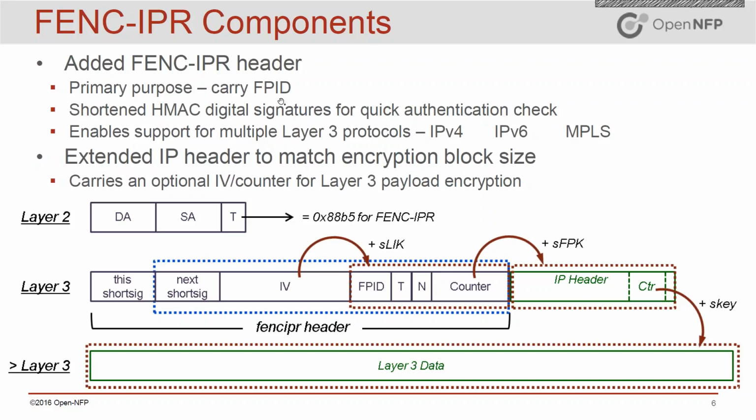So the primary purpose is to carry the forwarding path ID. What we've done is add these two things, the short sig, or shortened HMAC digital signature, to do a quick authentication check. Because what we also don't want is to try to fix one security problem and introduce another one that's possibly bigger, such as a DDoS attack.